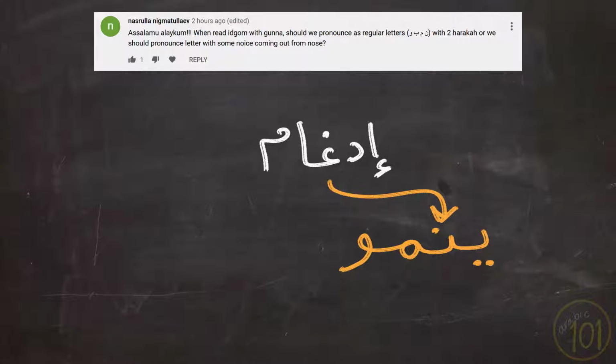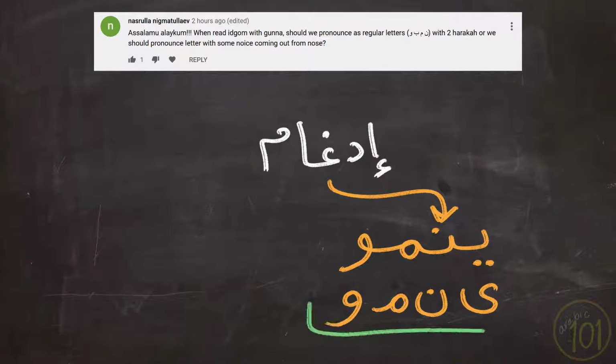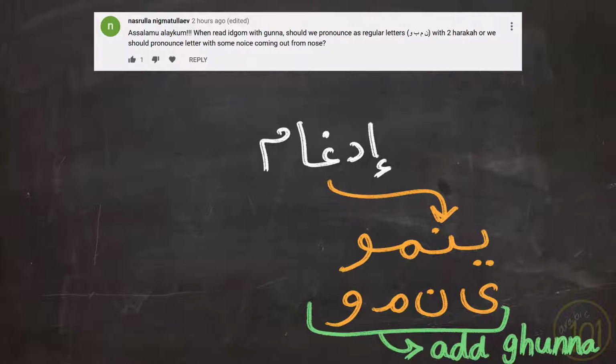However, if you're pronouncing idgham with the four letters, yanmu, so the ya, noon, mim, and waw, you're supposed to pronounce the letter with ghunnah. So not only the letter, you'll have to add ghunnah, which is the noise coming out of your nose. So it is necessary to add the ghunnah to these letters.